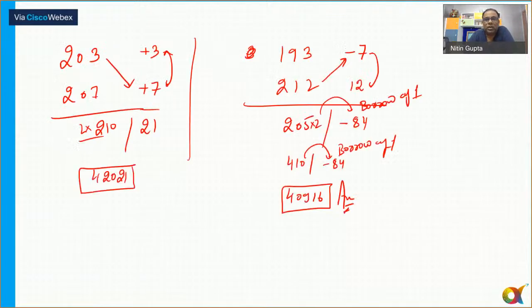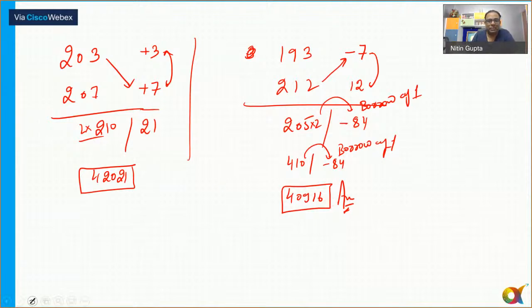Now, whenever it comes out to be negative, you need to be very careful here. So when I say 205, like this is minus 84, the last part can't be negative. So it means you need to take a borrow from the previous term. If you take a borrow of 1, this becomes 100 minus 84, and 100 minus 84 is 16 here. So I can write down 40916.